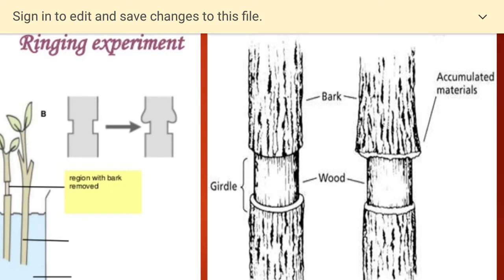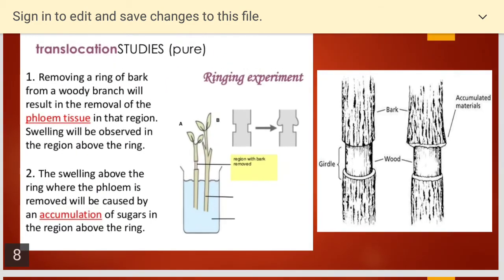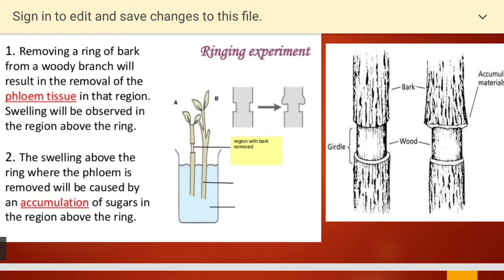How does the growth take place? The food is accumulated in the upper portion of the stem and the lower portion remains as it is. No growth in that. That means the food is traveling through the phloem. The swelling above the ring where phloem is removed will be caused by accumulation of sugars in that region.